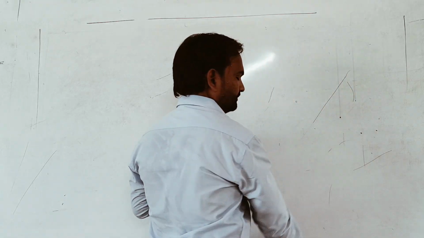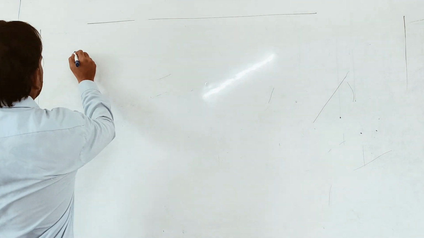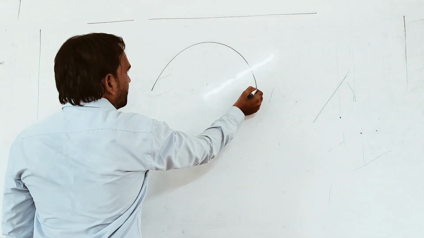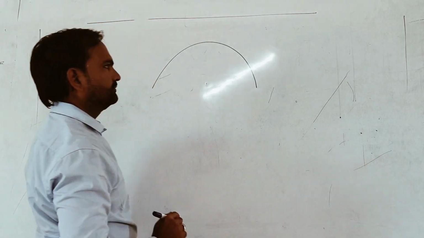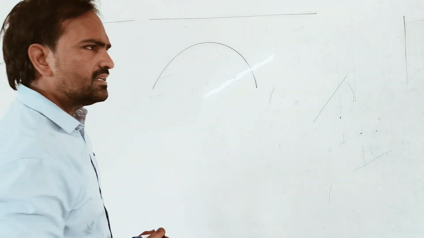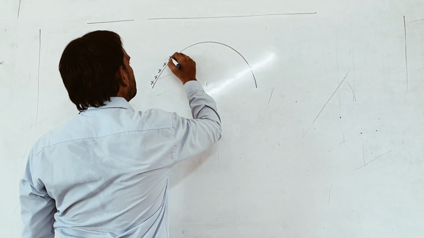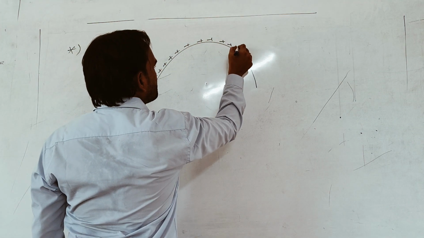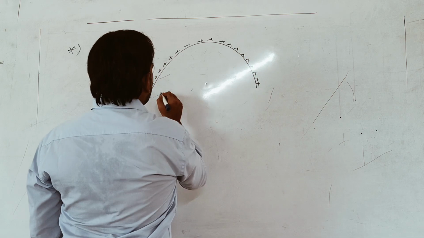Semicircular ring. Next concept is here. Carefully observe here. There is a semicircular ring with a continuously charged distribution on it. Continuously charged distribution completely. Okay, students.